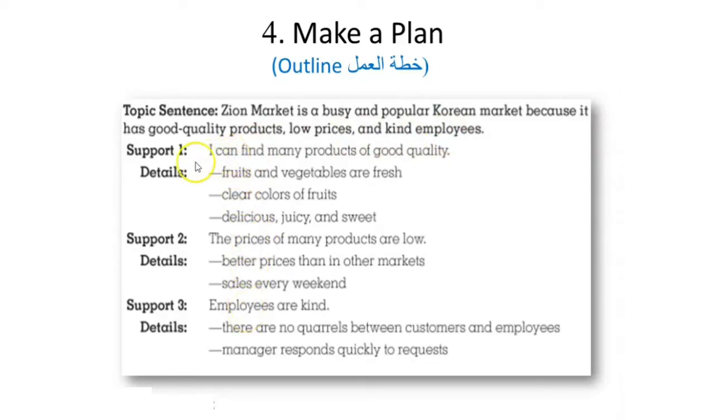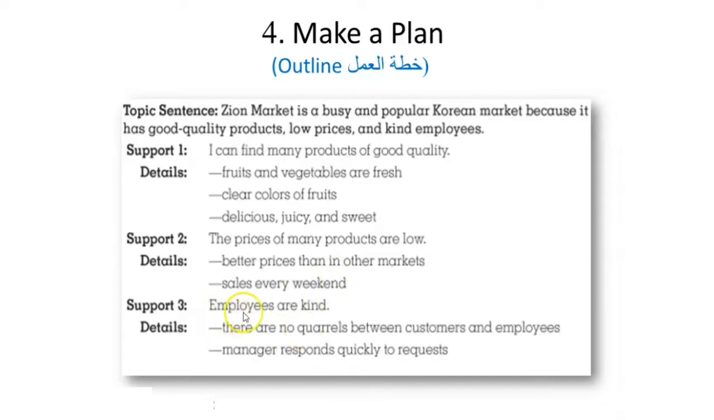What are the details that he should provide to explain supporting detail 1? For example, إذا بدنا نحكي عن good quality of products, النوعية الجيدة للبضائع اللي عنده أو المنتجات، رح يحكي عن fruits vegetables. They are fresh, they are delicious, etc. Then another support يلي هن prices. شو فينا نحكي عن prices? He said إنه they have better prices. He said that they have always sales every weekend. So he's always getting more details or adding details to explain his supporting idea.